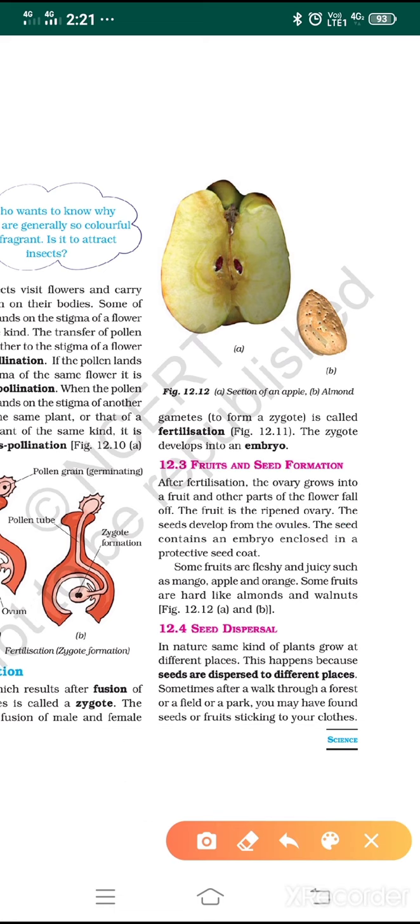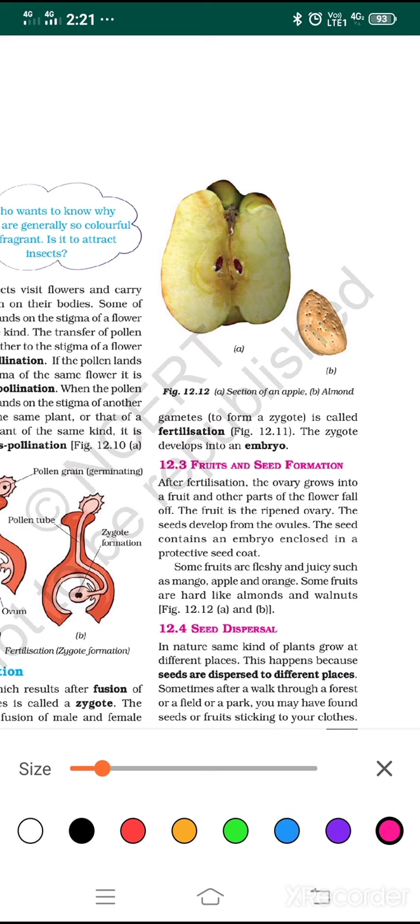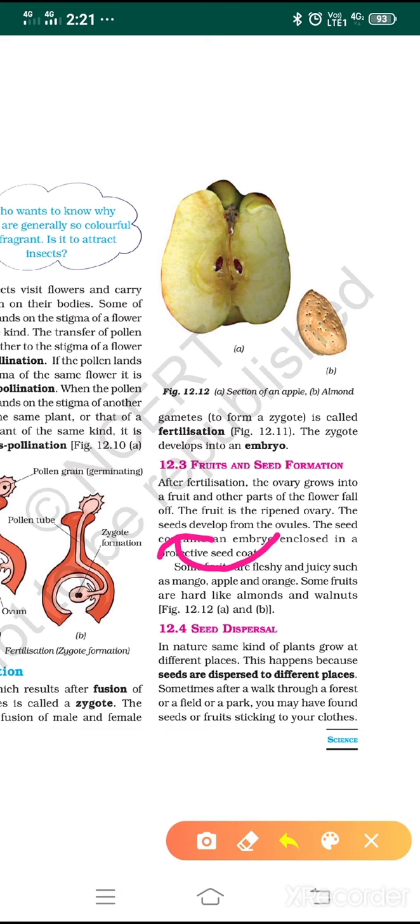Seeds develop from ovules. Whatever seeds are formed, they develop from the ovules. The ovules present in the ovary help in the production of seeds. So seeds are formed from the ovules.